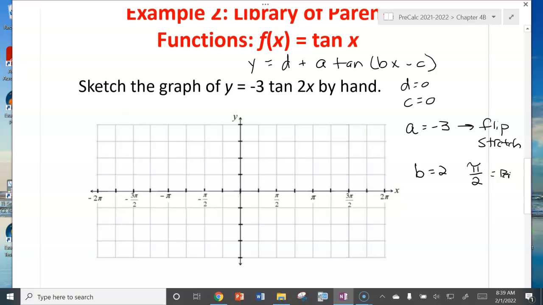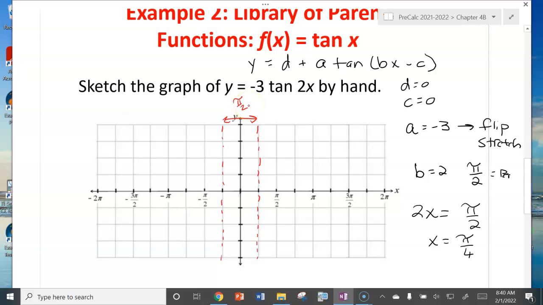Let's figure out where the asymptotes go. 2x equals pi over 2, so x equals pi over 4. So now I'm going to have an asymptote at pi over 4, right here. And my period is pi over 2, so I'm going to make sure that the distance to another asymptote is pi over 2. So here's my other one. Right in here, that distance is pi over 2.